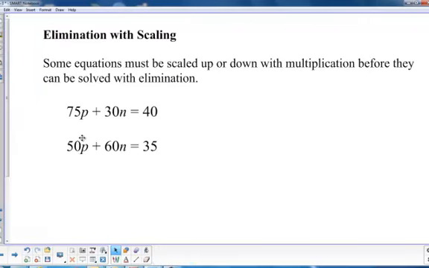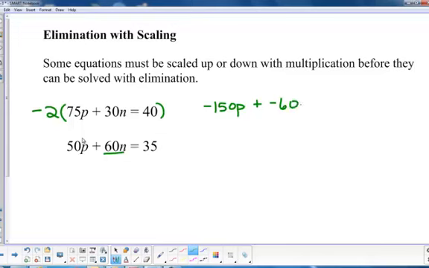All right, this one isn't so beautifully set up to eliminate, but we can pick to multiply one equation or the other by a number, or both, to make it eliminate. So you see how this is 60? If I multiply this top equation by 2, I'm going to get a 60 next to my n, and then I can eliminate through subtraction. In fact, if I multiply by a negative 2, I could eliminate through addition. So I'm going to do that. Negative 150p plus negative 60n equals negative 80. Every single thing needs to be multiplied by that negative 2. And then we'll just rewrite the bottom one as it initially was.